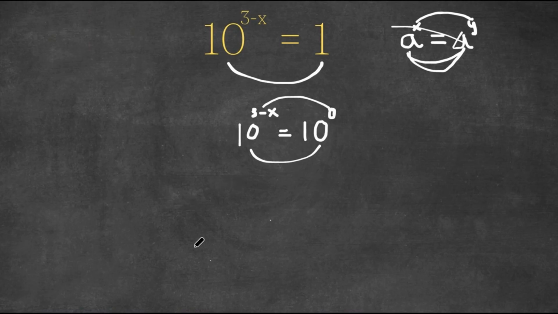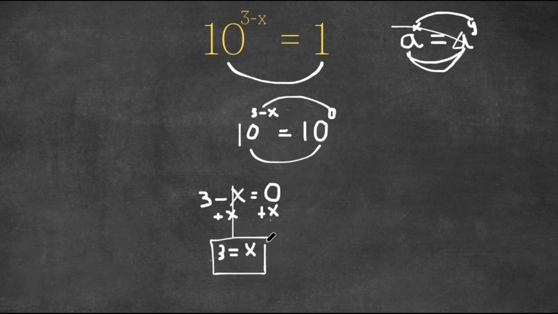Because these two bases are the same, then these two exponents are the same as well. So we can just ignore the bases for now and just set 3 minus x equal to 0. And now, as you can see, we've created a simple equation using our method. To get the value of x, we're going to add x on both sides. These two cancel out, so we're left with 3 equals 0 plus x, which is x. So now we have our value for x.